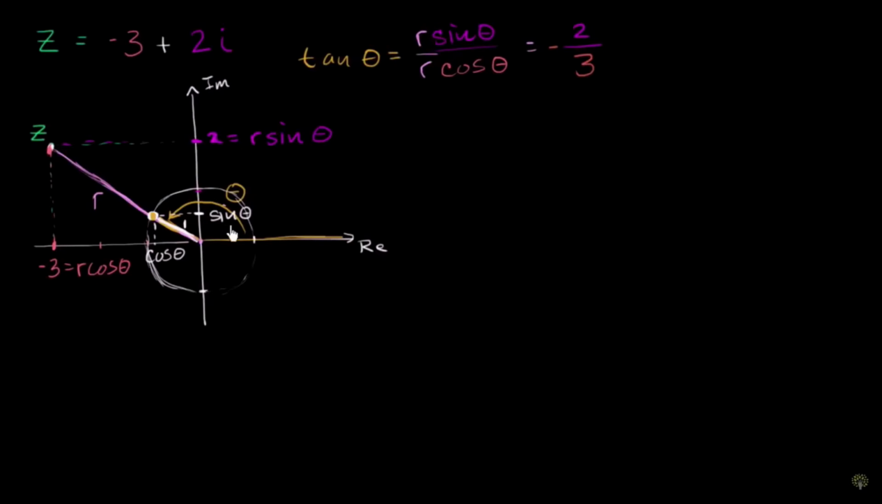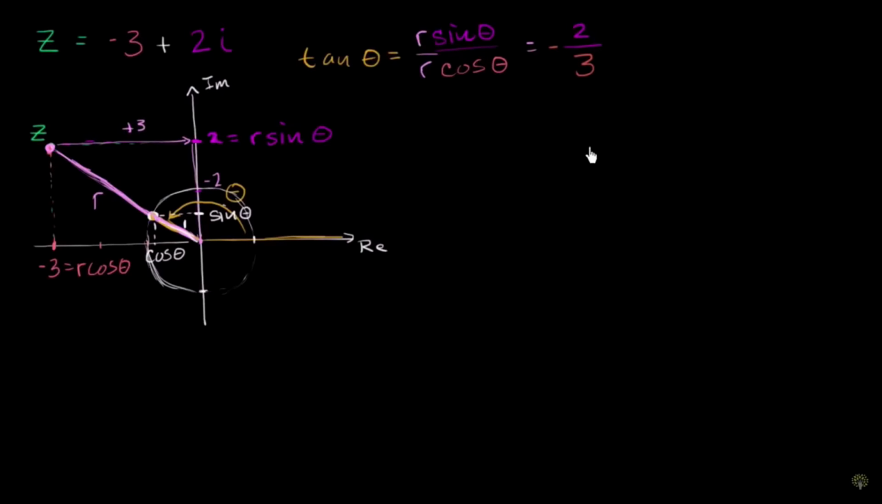Another way of thinking about it is that the tangent of theta is going to be the same thing as the slope of this line right over here. And what's the slope of that line? Well, if you start at z and you want to go to the origin, you're going to go positive 3 in the horizontal direction, and then you go negative 2 in the vertical direction. So the slope is your change in vertical over change in horizontal. It's negative 2 over 3.